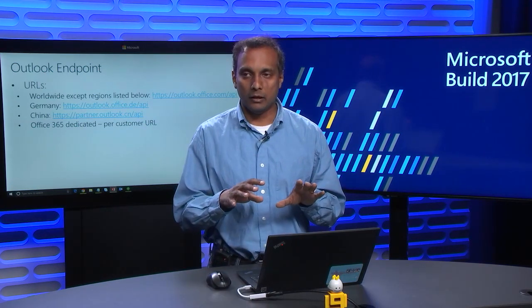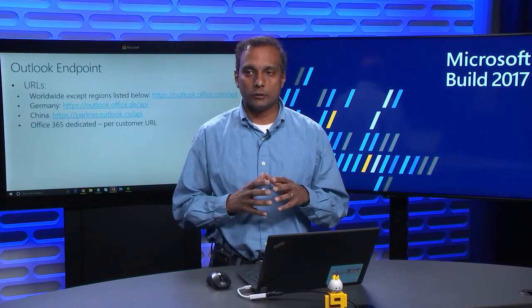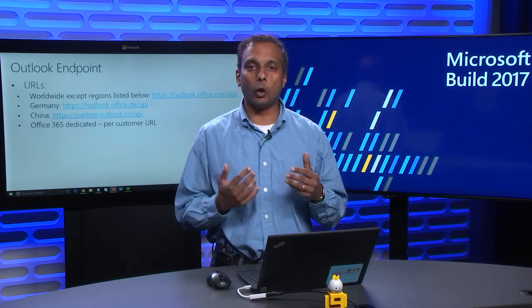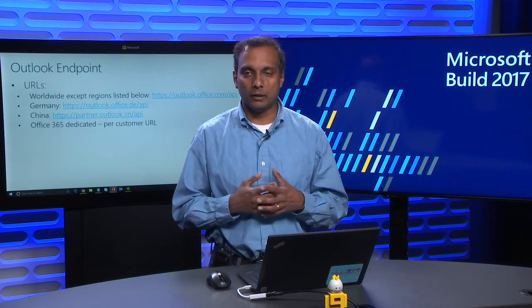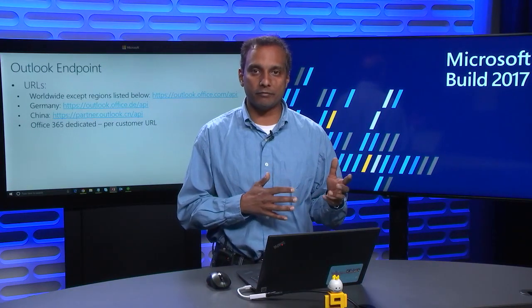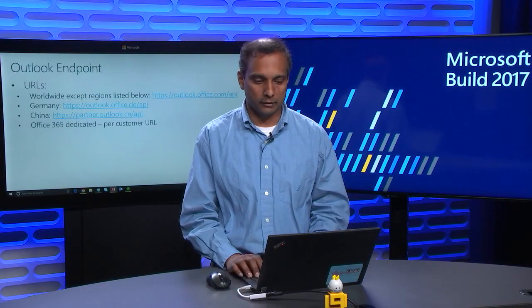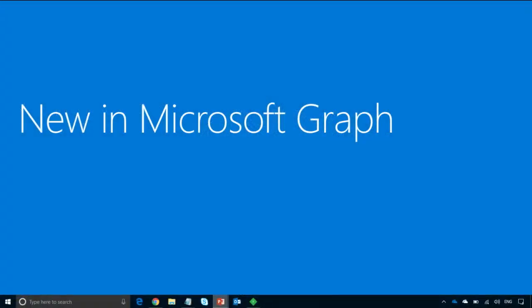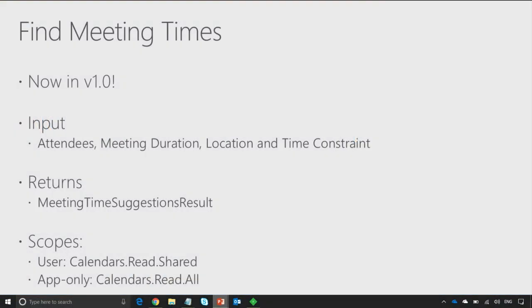that functionality. We're working very hard to make the gaps between the two endpoints zero so that you can always use Graph. But for now, please use the Outlook endpoint as a fallback if Microsoft Graph doesn't have the functionality you need. So let's quickly talk about what's new in Microsoft Graph for Build as related to Outlook.